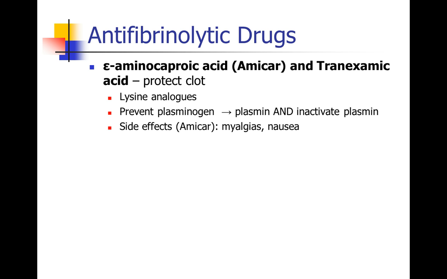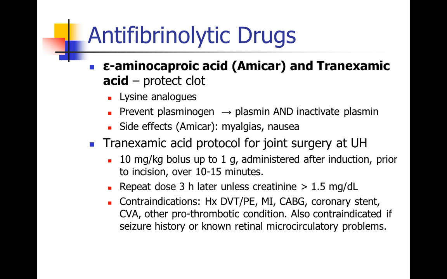Epsilon aminocaproic acid, called Amicar, and tranexamic acid are the two anti-fibrinolytic drugs you're most likely to run into. And like we said, these are clot-protecting drugs. They prevent plasminogen being converted into plasmin, and they inactivate plasmin that's already been activated. Side effects of Amicar might include myalgias and nausea. And tranexamic acid, as I said in the last slide, has been used for a number of different indications.